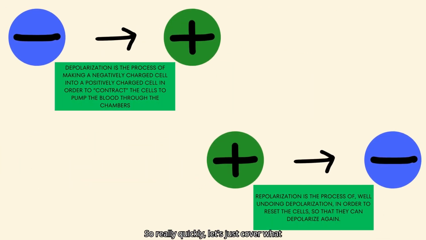So really quickly, let's just cover what depolarization and repolarization actually mean. Depolarization is the process of making a negatively charged cell into a positively charged cell in order to contract the cells, aka pump the blood through the chambers. And then repolarization is basically undoing depolarization so that the cells can go back to their resting phase and so that they can depolarize again.